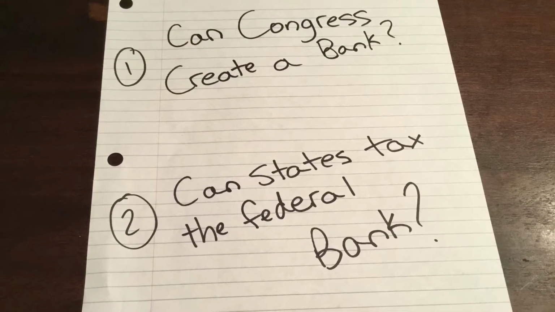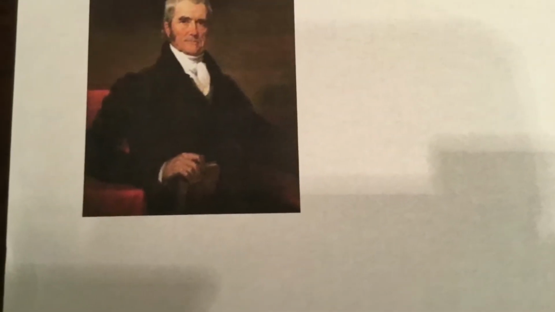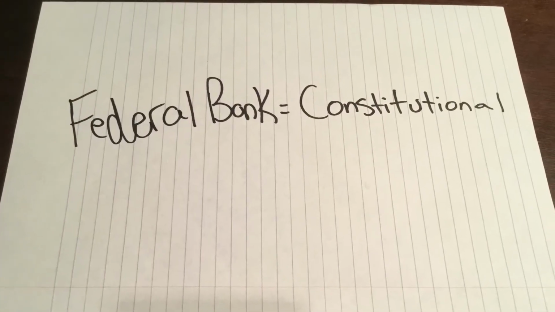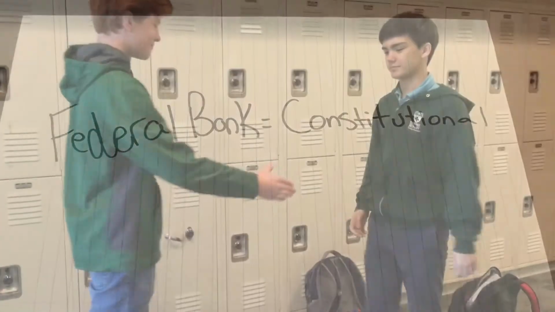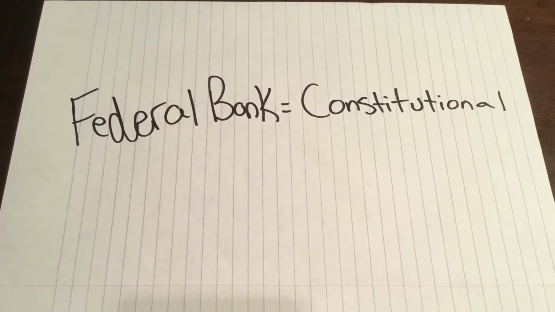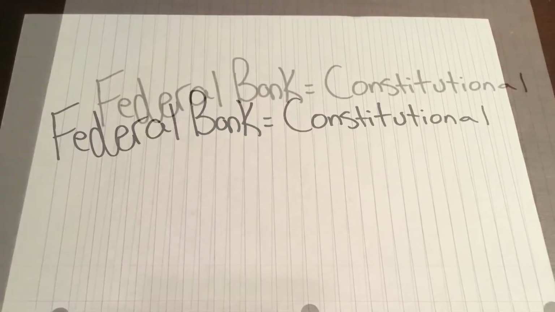In response to the first issue, the court ruled that Congress does have the power to create a national bank. Marshall based his argument on the constitutionality of the bank from the necessary and proper clause of the Constitution. Marshall did acknowledge that the authority to charter a bank did not specifically appear in the Constitution, but according to the necessary and proper clause, Congress's powers go beyond those expressly enumerated by the Constitution.